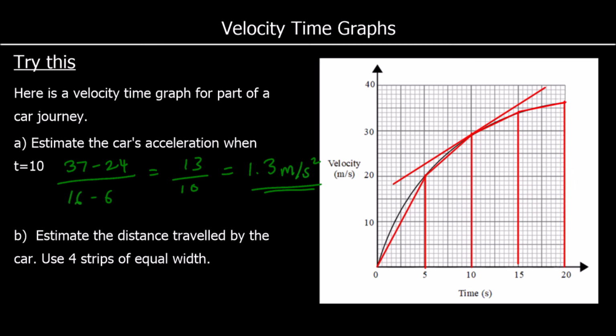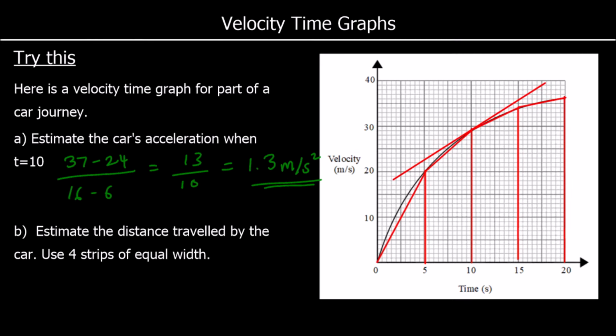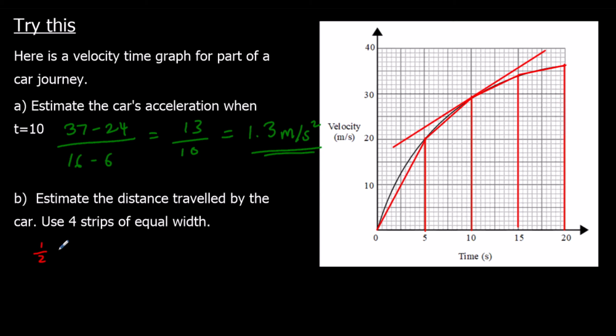So the area of a triangle is half times base times height. So half times 5 times 20. So 5 times 20 is 100. Half of that is 50. For the trapezium, we're going to do half the sum of the parallel sides.